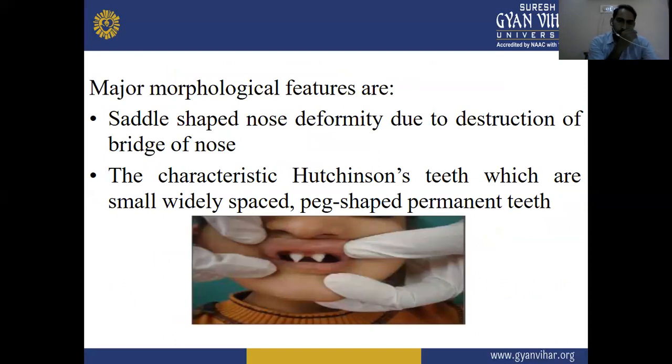Next, the morphological features: saddle nose, a nose deformity due to destruction of the bridge of the nose, and characteristic teeth, which are small, widely spaced, peg-shaped, and fragmented permanent teeth. Peg teeth are a sign of congenital syphilis, which occurs when a pregnant mother passes syphilis to her child in utero or at birth. The condition is noticeable when a child's premature teeth come in. Peg teeth are commonly abnormally shaped and normally affect the lateral incisors of a person.